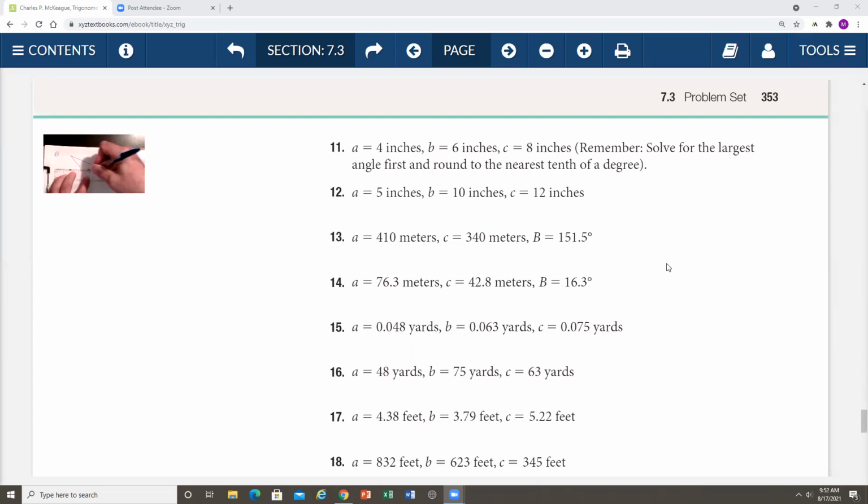So I will draw a triangle on my paper, label its vertices. This is problem number 12. Side A is to be 5 inches. Side B is to be 10 inches. And they want us to solve this triangle. In other words, notice it says solve for the largest angle first and round to the nearest 1/10 of a degree.